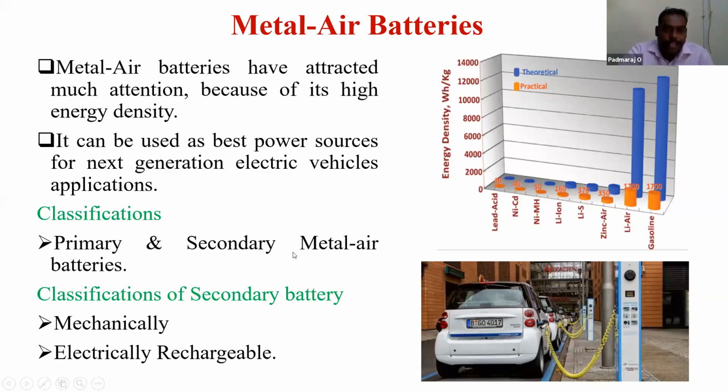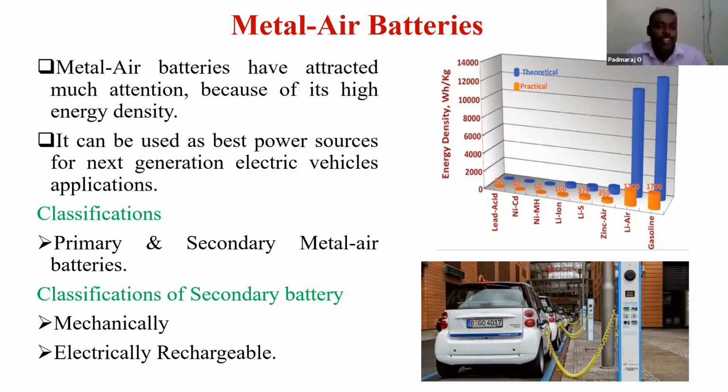Classification: primary and secondary metal-air batteries. How can lithium batteries be classified? Primary battery and secondary battery. Similarly, metal-air batteries can also be classified into primary and secondary batteries. Primary batteries we cannot reuse, and secondary batteries we can use repeatedly. Even secondary batteries can be classified into two: mechanically rechargeable and electrically rechargeable.